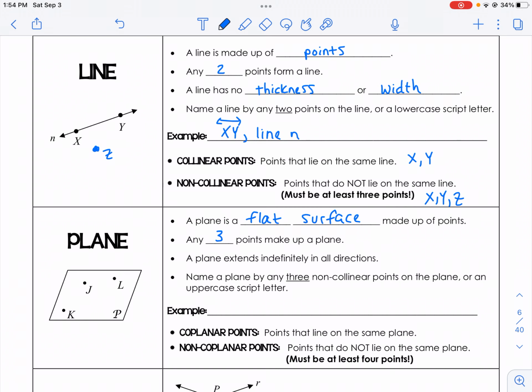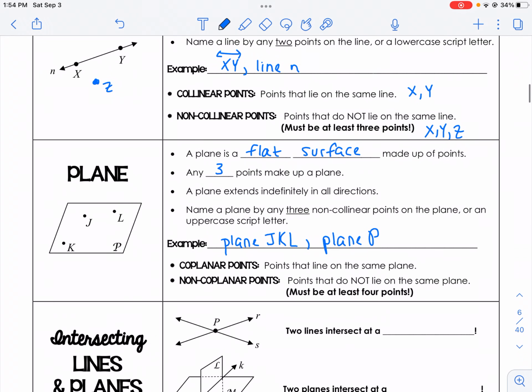So with a line, we named it by 2 letters. A plane will name by any 3 non-collinear points. So any 3 points that are not all in the same line. So here we could call this either plane JKL or KJL, it doesn't matter the order. But because there's this kind of script P in the bottom right corner, we more often will call that plane P. And again, we don't end up using planes a whole lot in our work, but it still goes along with this topic.